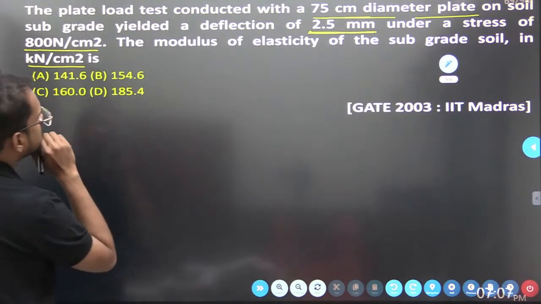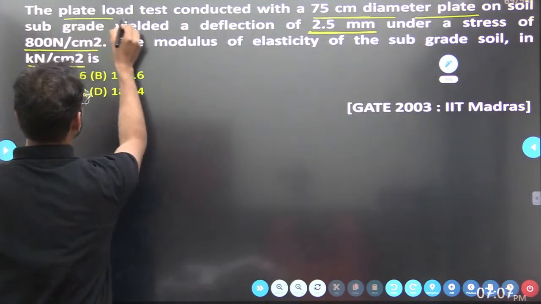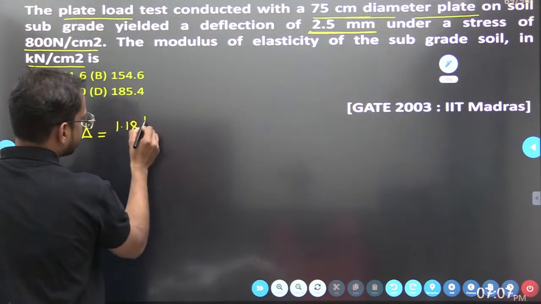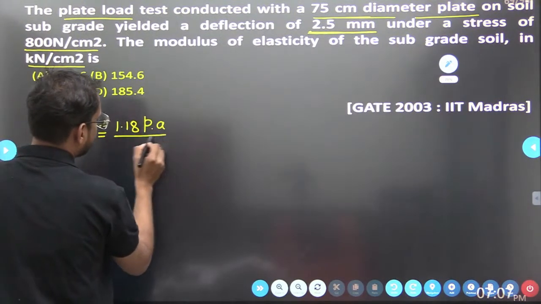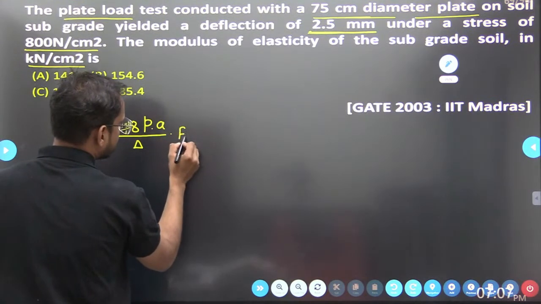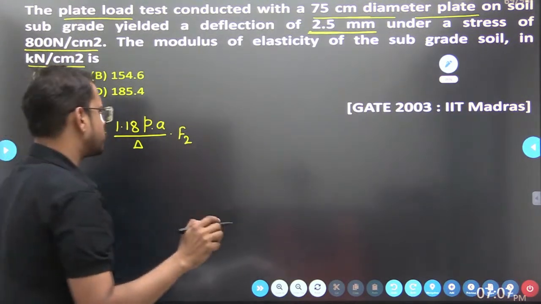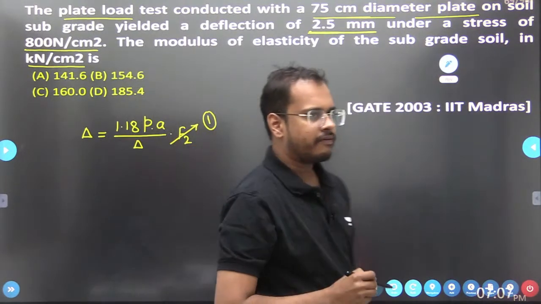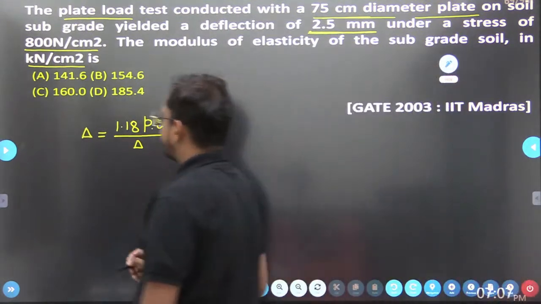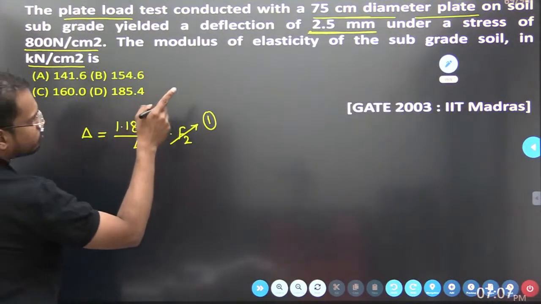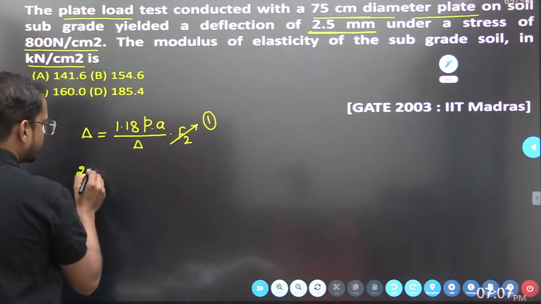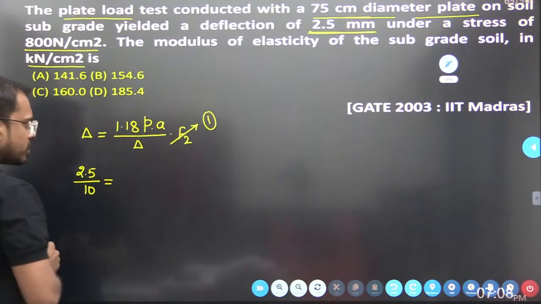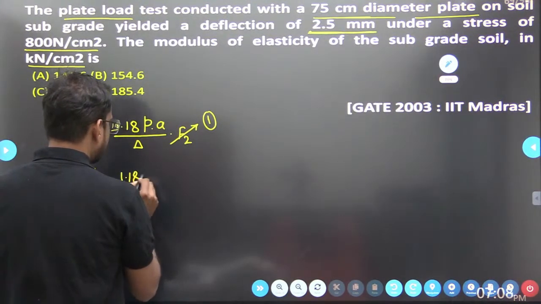If I talk about the plate load test, how do we calculate deflection? So deflection is equal to 1.18 small p multiplied by a upon Es multiplied by f2. Am I right? If f2 is not given in the problem, then you directly consider f2 equal to 1. Now, what do you mean about delta? So delta is 2.5 mm, given, converting into centimeter: 2.5 divided by 10, equal to 1.18 multiplied by small p.